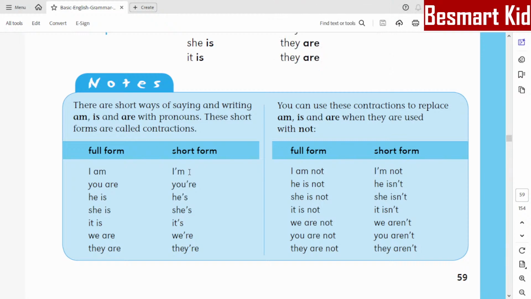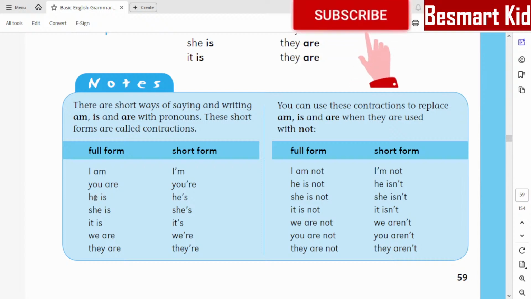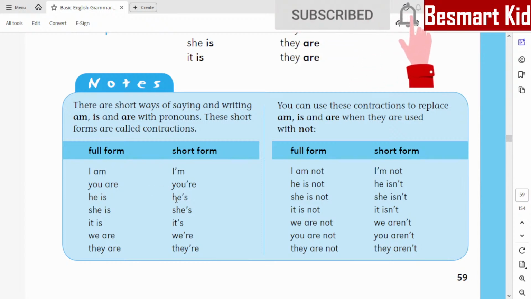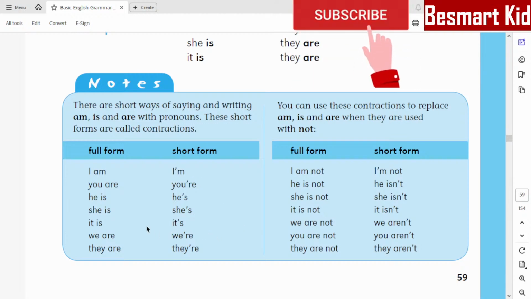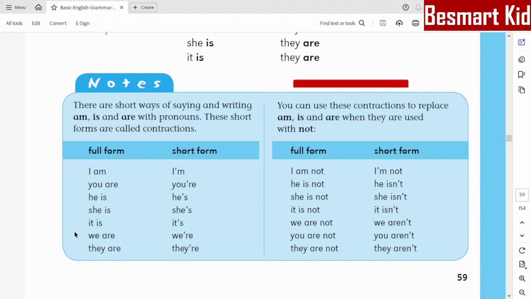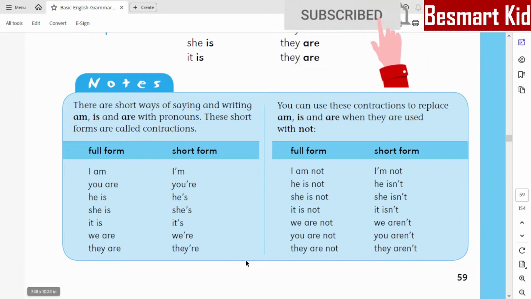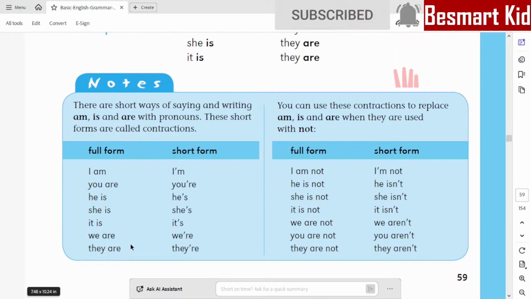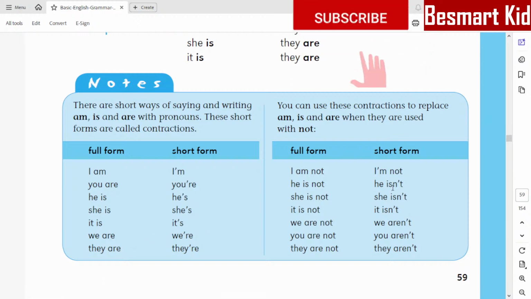Here we have full form, and here we have short form. I am is I'm. You are is you're. He is is he's. She is is she's. It is is it's. We are is we're. They are is they're.